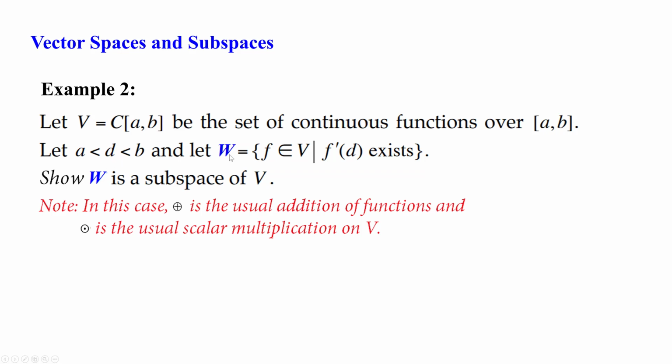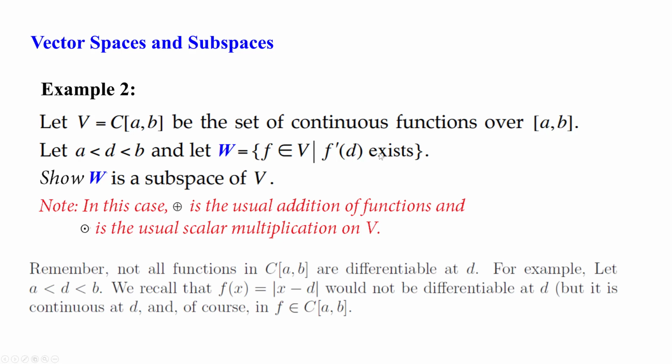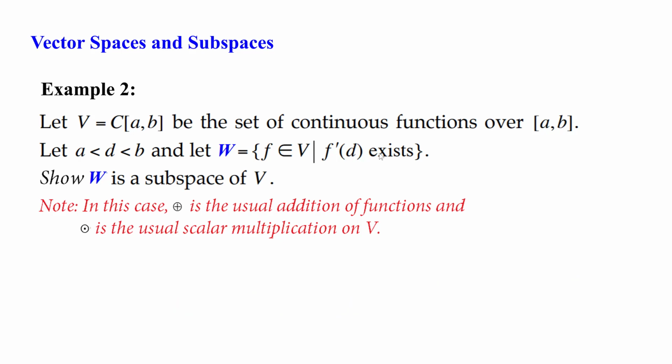Now, say we took all those functions in V, which are the continuous functions on the closed interval, but take just those functions where f prime of D exists. That says f is differentiable at D, using calculus terminology. We want to show such a subset of V is a subspace. So in this case, what are my circle plus and circle times? Those would be the circle plus and circle times in the land of V, the usual addition of functions and the usual scalar multiplication of functions.